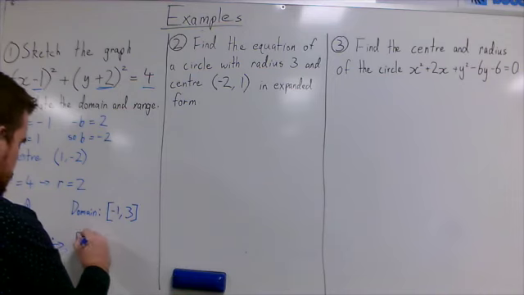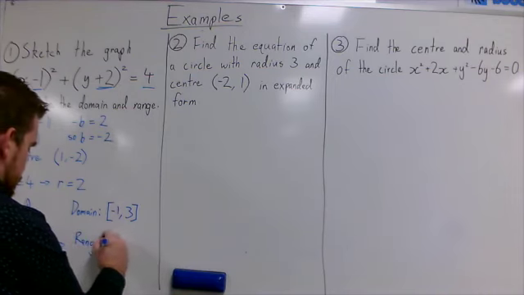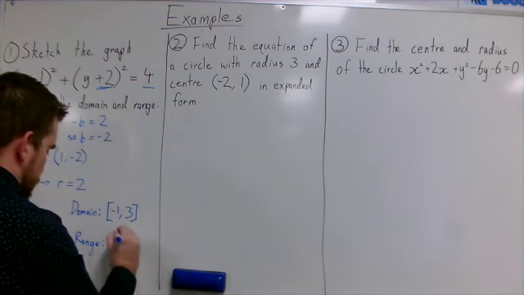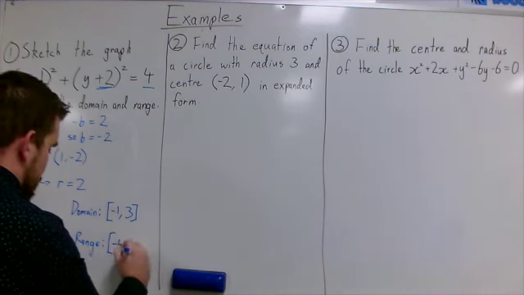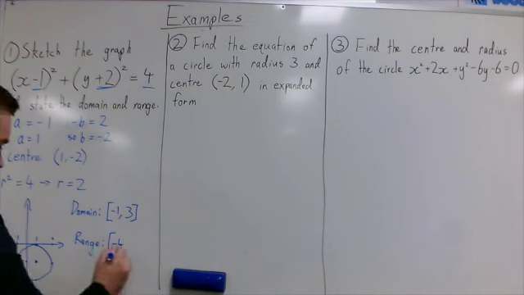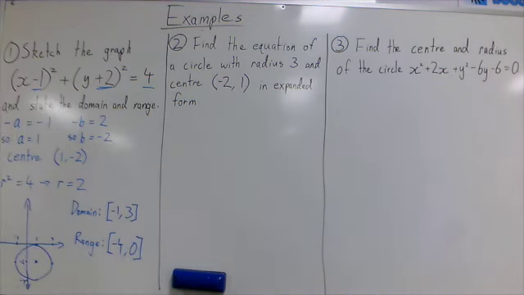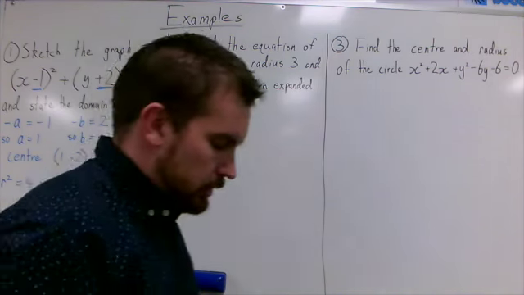Same thing with the range. The furthest I can go down is minus 4, so squared off brackets again because I can actually touch that point. And then the furthest I can go up is 0. And we're done.